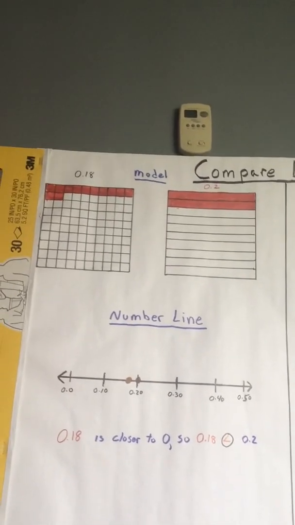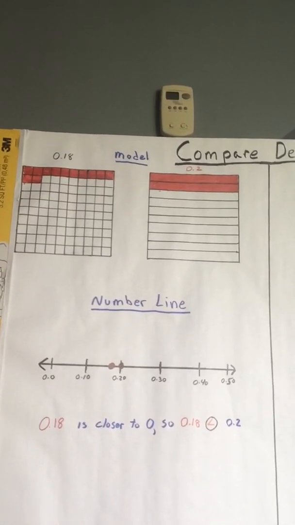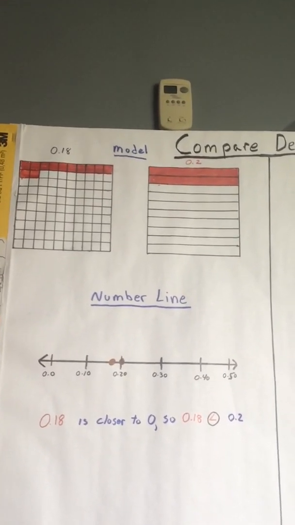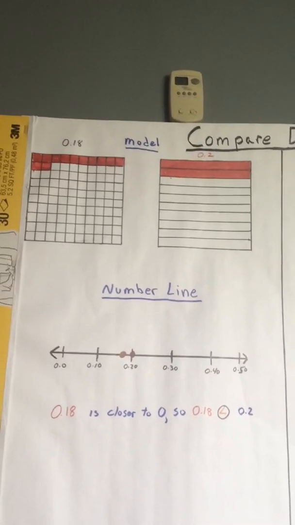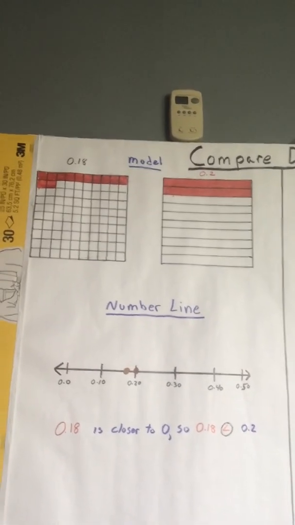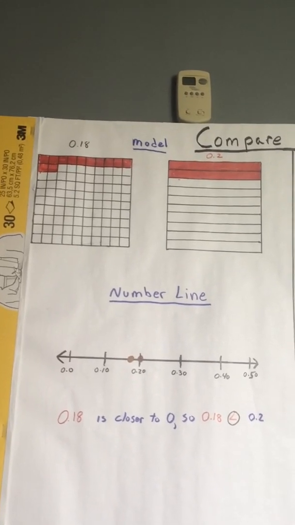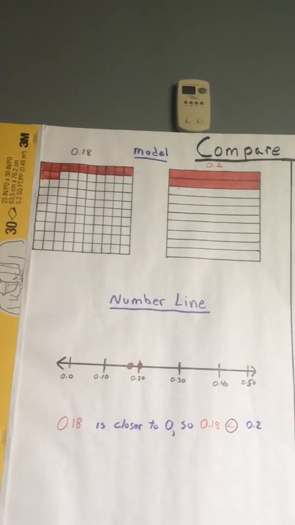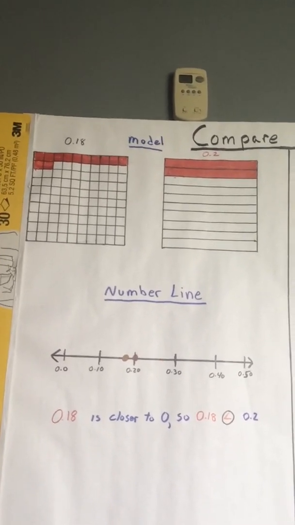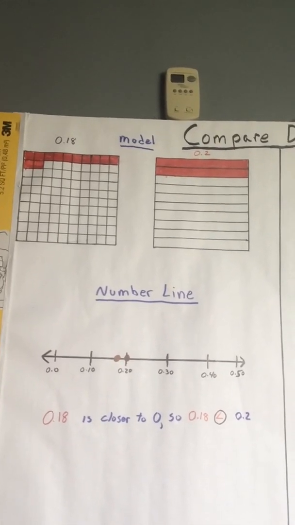So if we do 18 hundredths, we're going to shade in 18 of the little boxes, and we did that in red. Then we're going to go next to it, and we're going to do the 2/10, and we're going to shade the first 2 columns, okay? The first 2 rows, actually. And if you notice, just by looking at the 2, where is there more red ink? 2/10 is obviously larger than 18 hundredths. Okay? That's the first way, using a model.